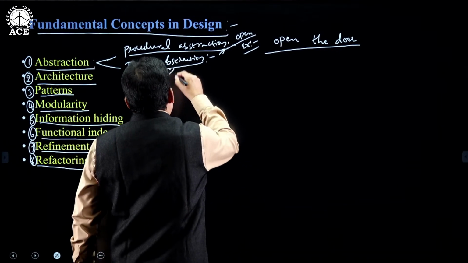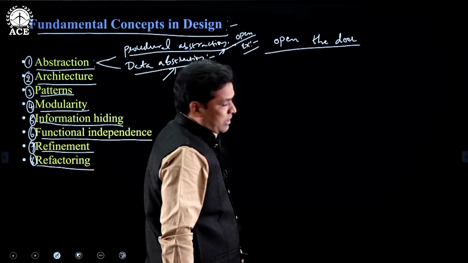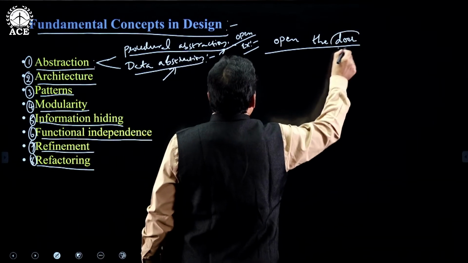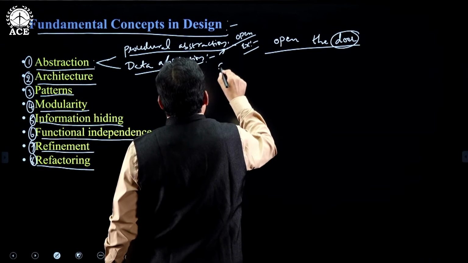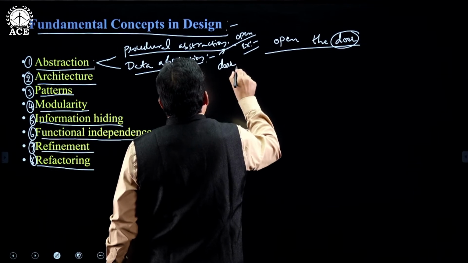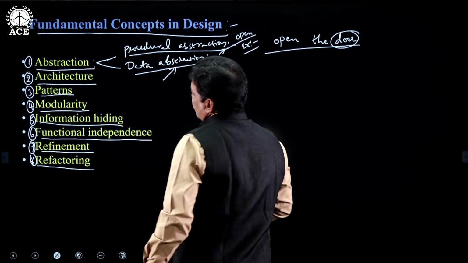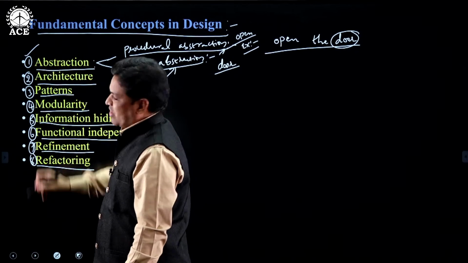And what is data abstraction? Data abstraction represents a data object. So what is the data object here? Door is the data object. So the example for data abstraction here is door. So this is what abstraction is about.